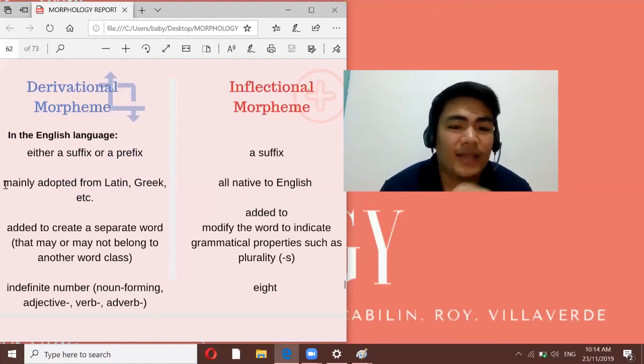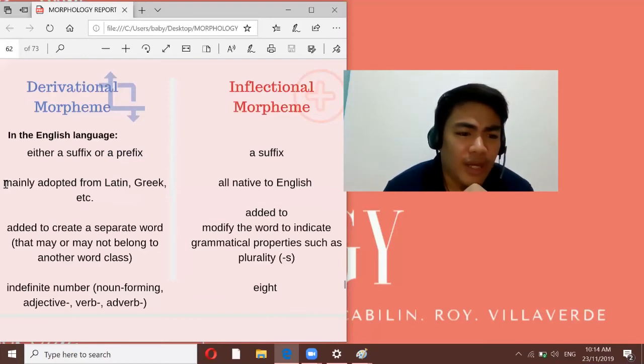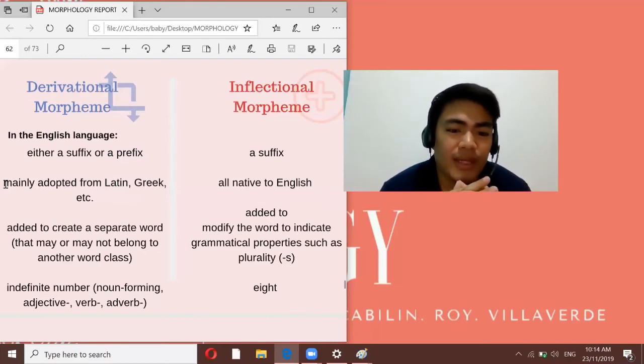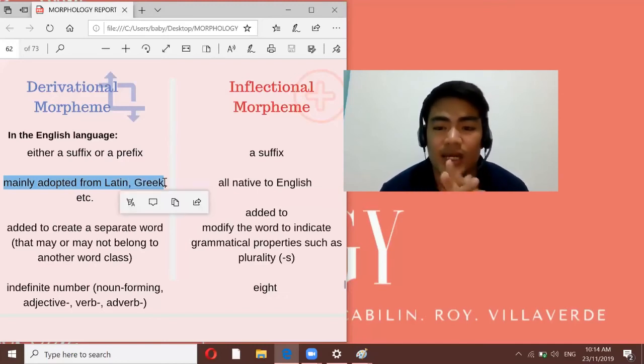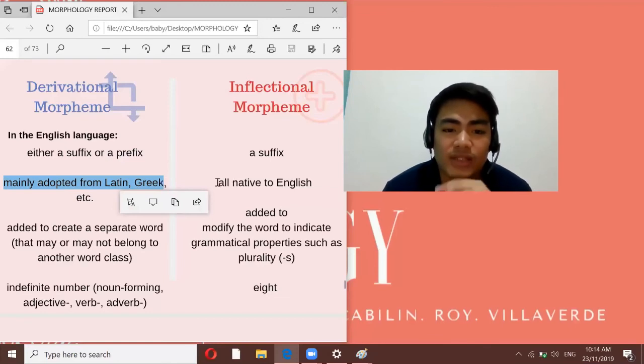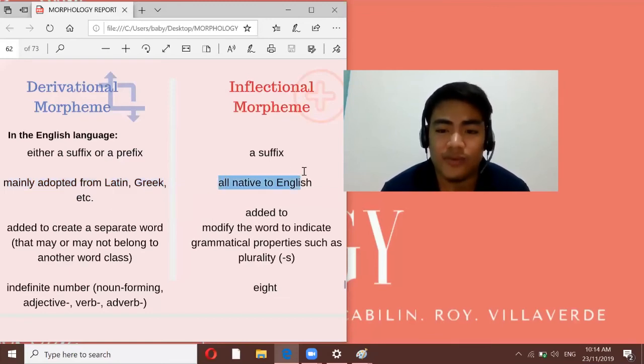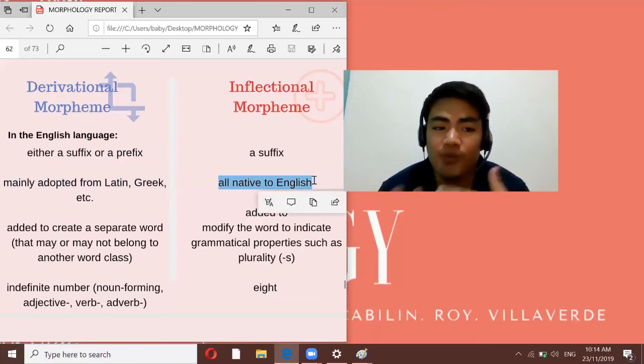All right. Another way to differentiate them is by understanding their origin. So derivational morphemes are mainly adopted from other languages such as Latin and Greek and many others, while inflectional morphemes are all native to English. Compared to derivational morphemes, inflectional morphemes developed much later.